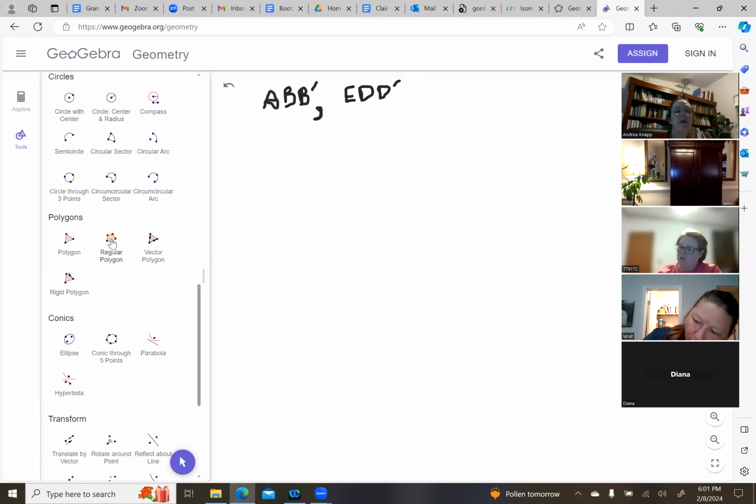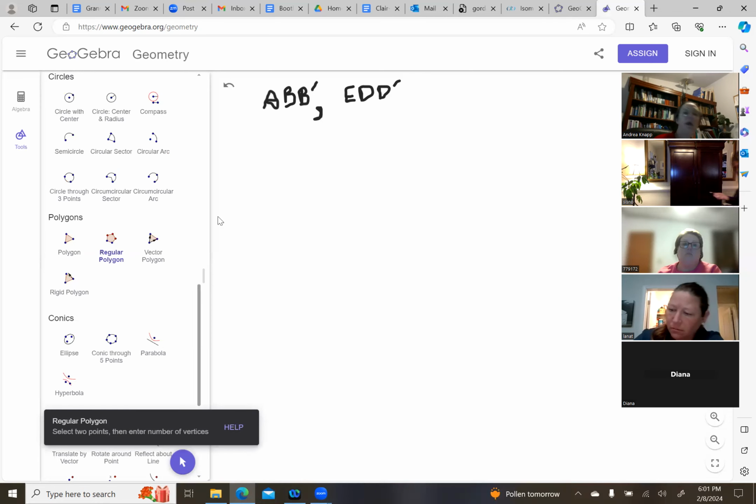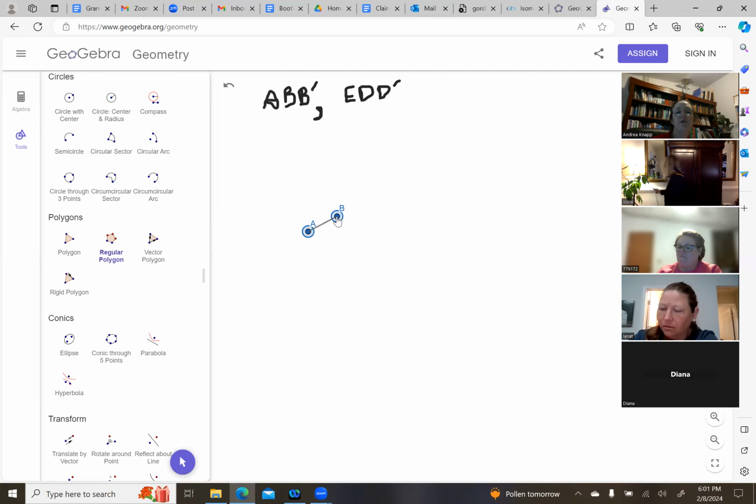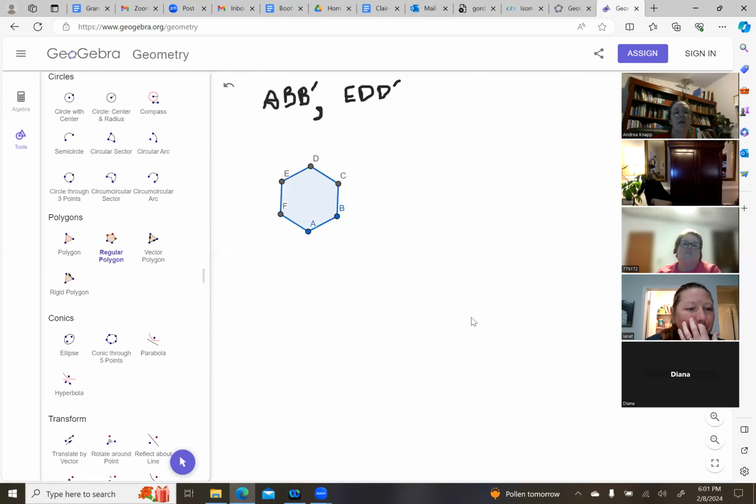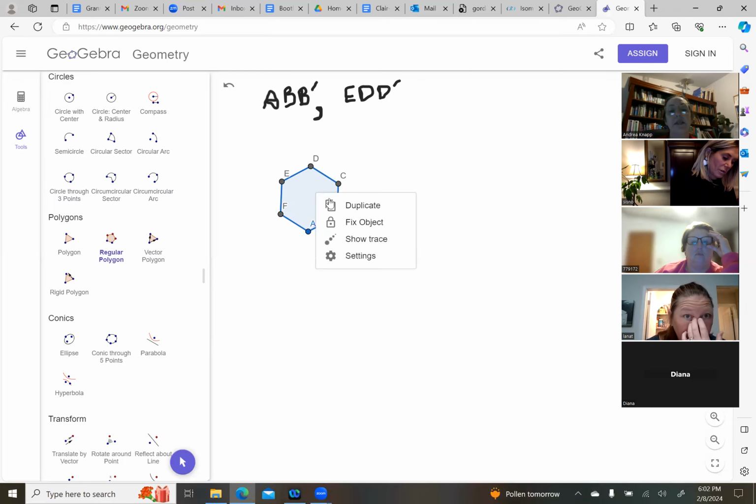Okay, I'm going to click on the regular polygon tool and put on 2 points, and I'm going to tell it that I want 6 vertices. So there's my hexagon. Now, can you see right here that the opposite sides are parallel in the hexagon? Yes. So this problem is just taking it into that third dimension. And instead of just looking at the parallel sides, you've got parallel faces.